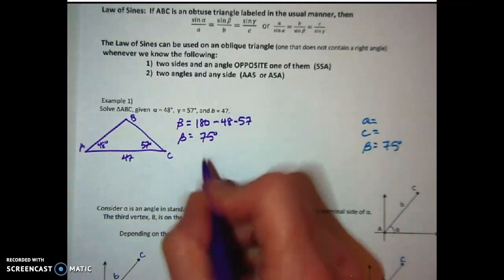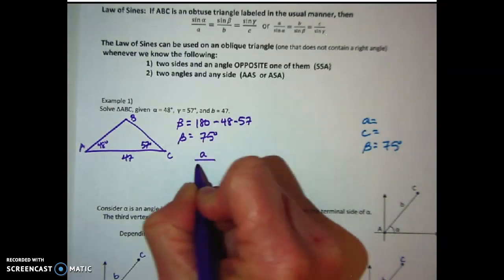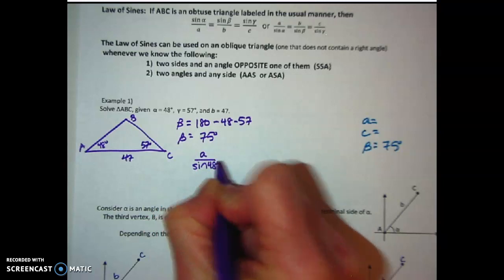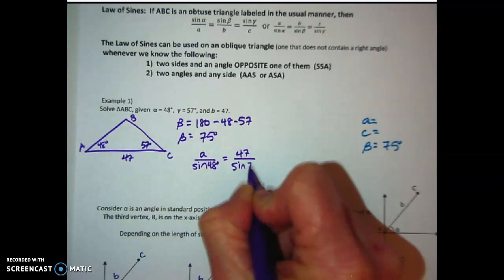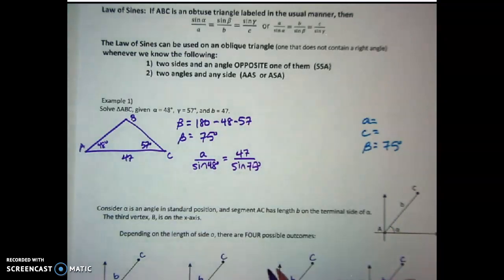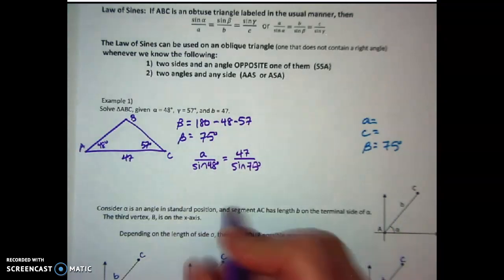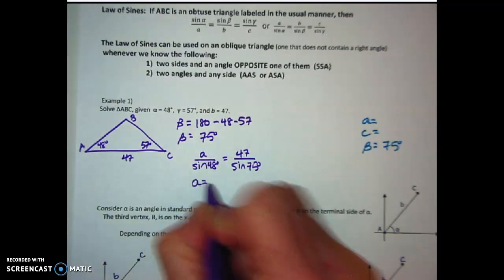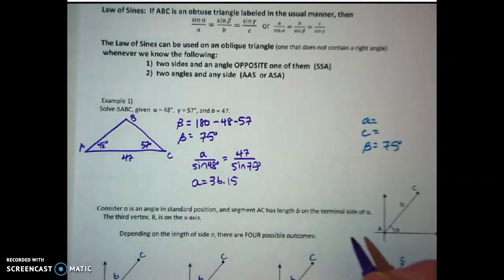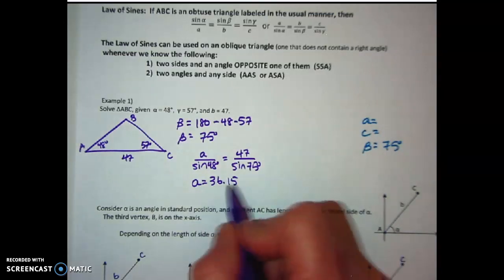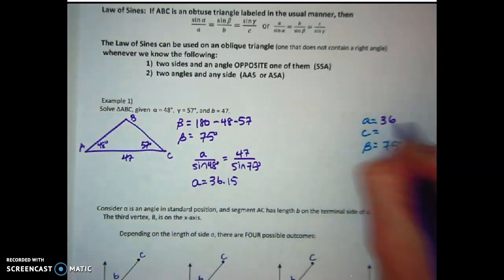So let's use the law of sines. A over the sine of 48 degrees equals 47 over the sine of 75 degrees. Multiplying both sides by the sine of 48 and putting this into your handy-dandy calculator, you should get that A is 36.15 units. We're going to use conventionality, which basically says everything is given in terms of whole numbers, so I'm fine with you giving your solution to this in whole numbers. This would round to approximately 36.